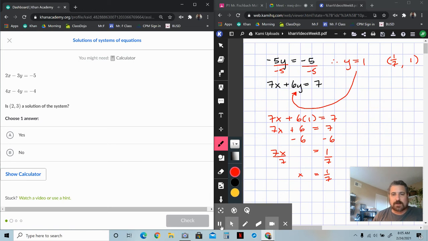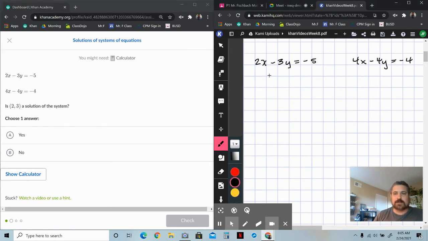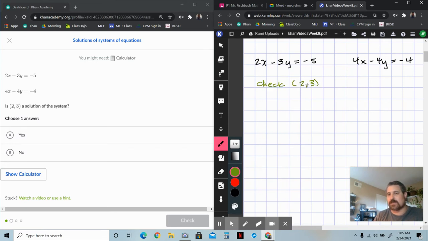All right, so let's pause it. I paused it just so I could write out the steps so you can see the whole process. So the ordered pair that you're checking to see if it's a solution is the ordered pair (2, 3). So basically you're saying, is (2, 3) a solution to the system? In other words, is it a point that exists on both of these lines?